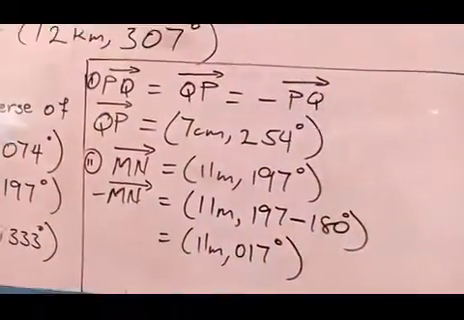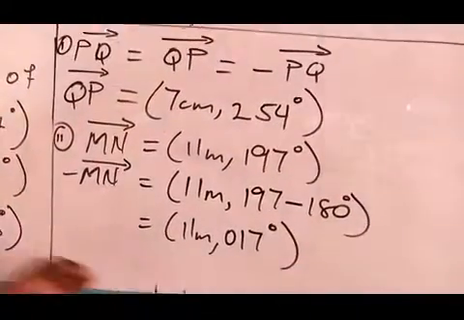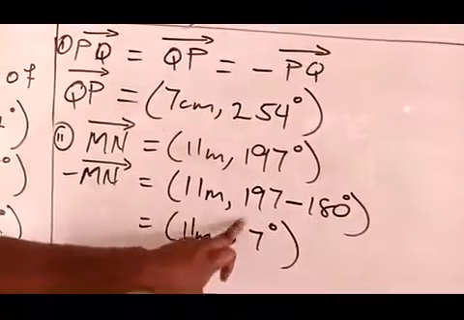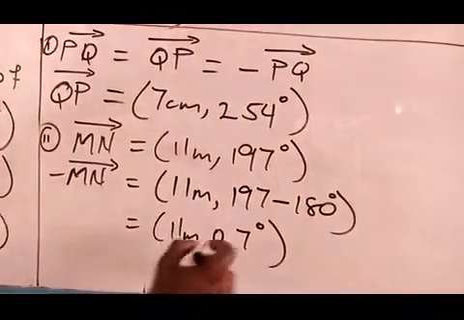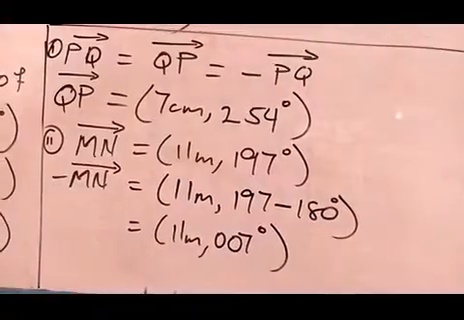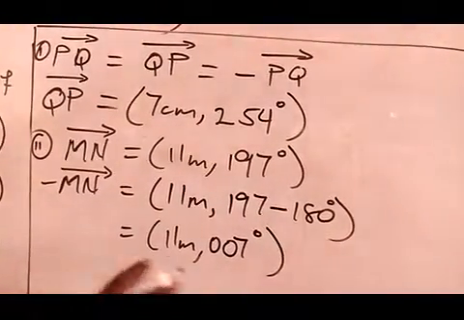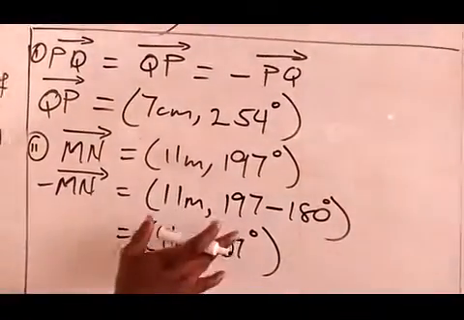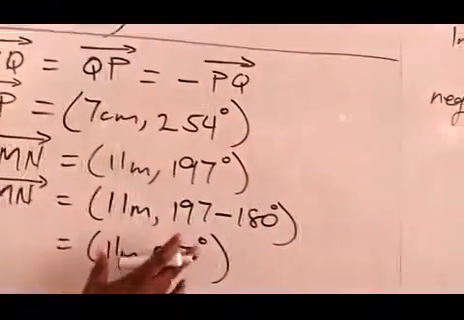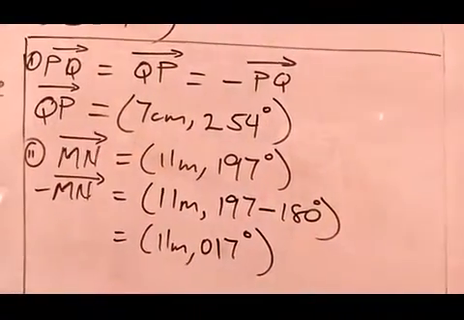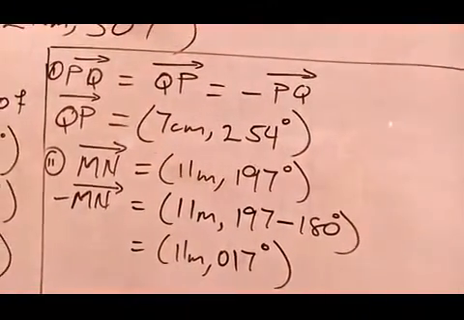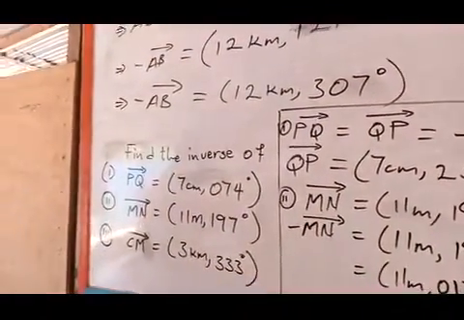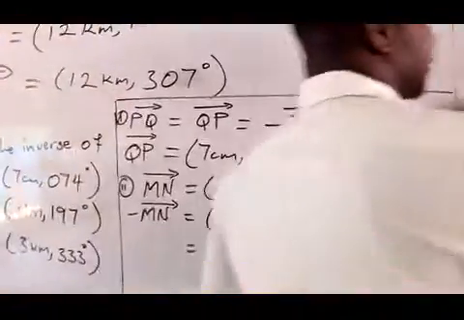But remember, in writing bearings, we always write it in 3 digits. So even if it is 1 digit, for instance, if it were 7 degrees, we would write it as 007 degrees. Even if it is 0 degrees, we write it as 000 degrees. So it should always be in 3 digits. So this is what you have: 11 meters and then 017 degrees. The third one, you try your hand at it by yourself.